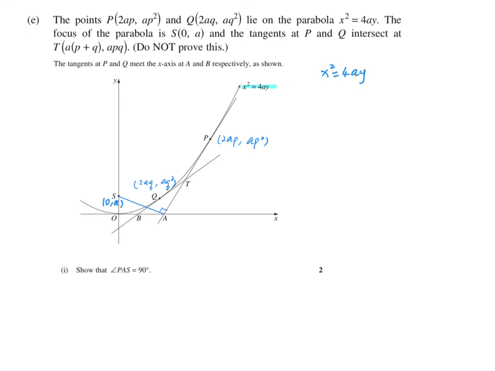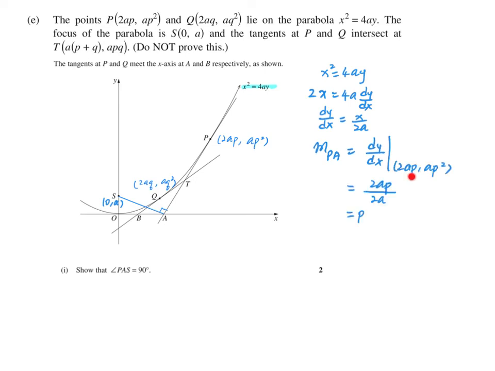So differentiate this whole equation with respect to x, you will have dy/dx equal to x over 2a. The gradient of PA is actually the gradient, dy/dx, evaluated at point P. So we sub the coordinates of P back into dy/dx, so x should be 2ap, over 2a. Therefore, the gradient of PA, this straight line, equals p.